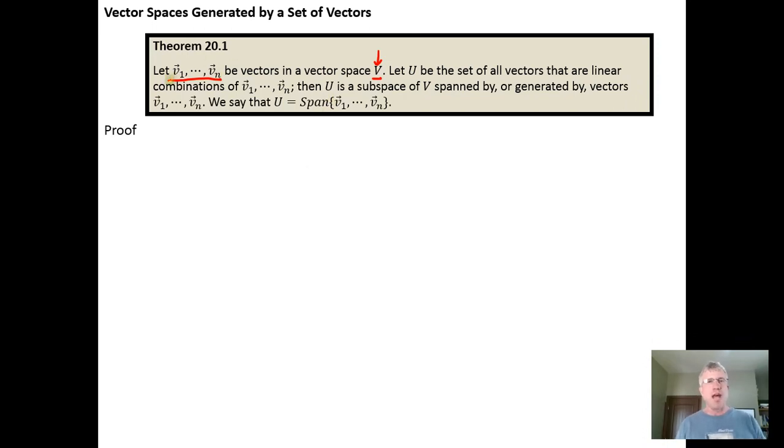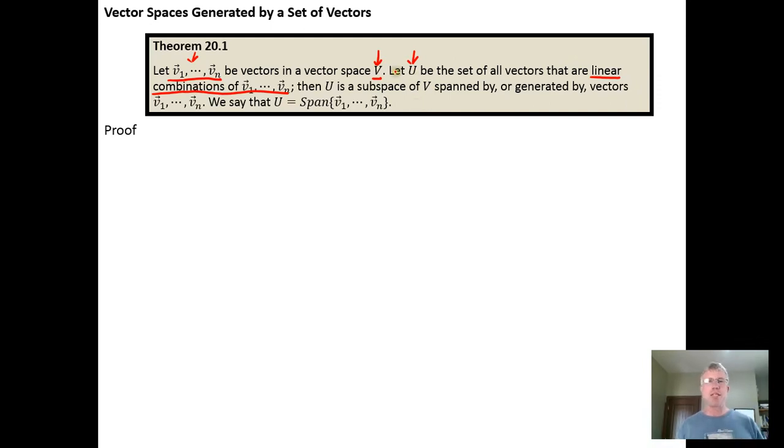And then once you have your n vectors, you can construct the set of all possible linear combinations of those vectors. And then we'll give that set a name. We'll call that set U. We'll let U be the set of all possible linear combinations that we can make from this randomly selected set of n vectors we've pulled out of a vector space. So we know V is a vector space. And the claim is that the set U, the set of all possible linear combinations of those n vectors, is a subspace of V.